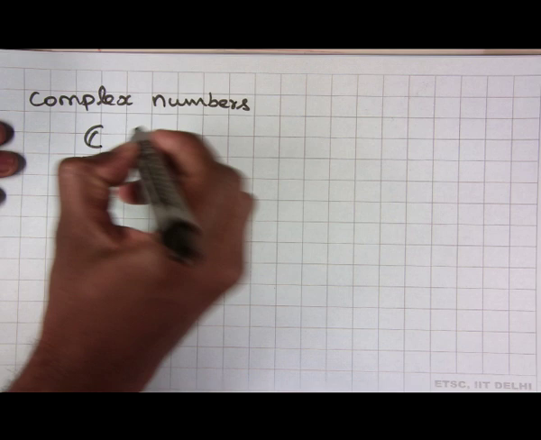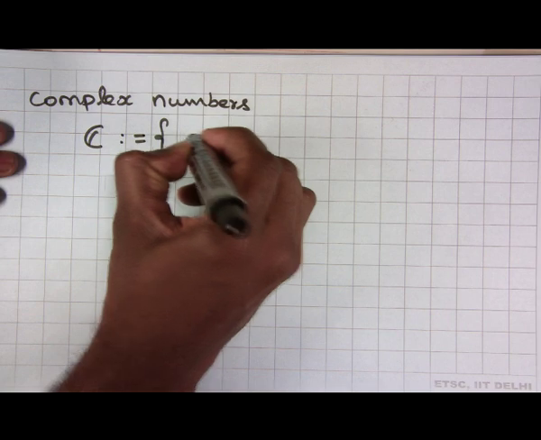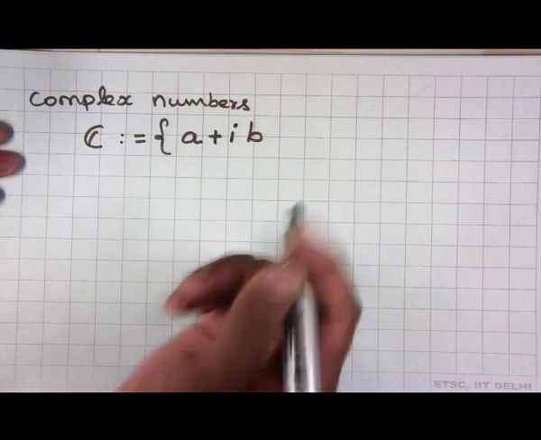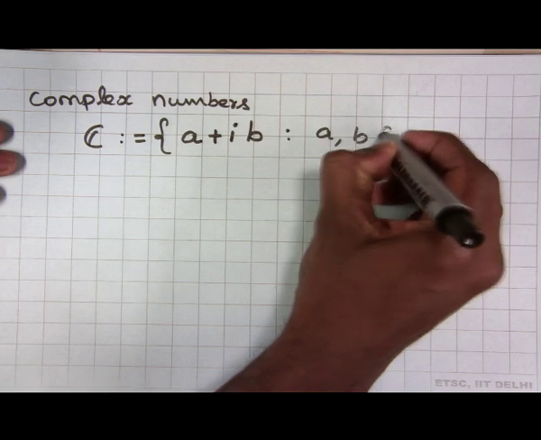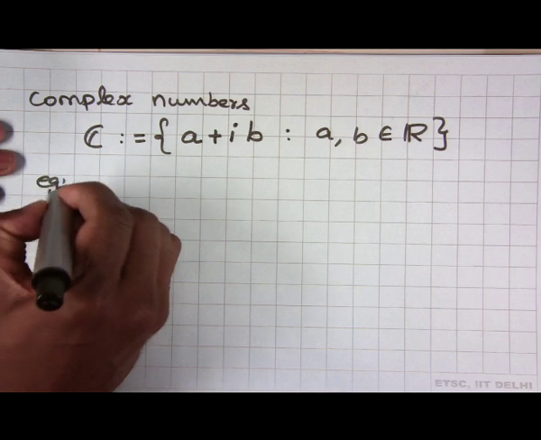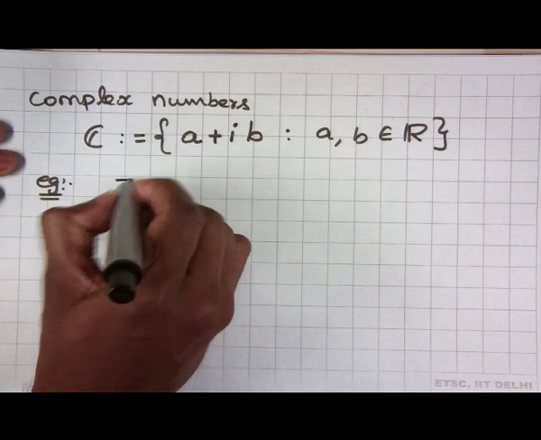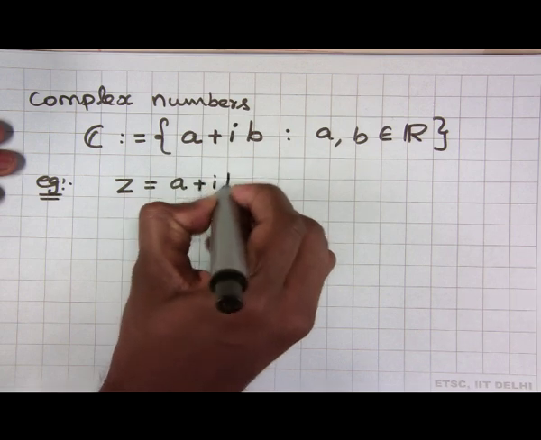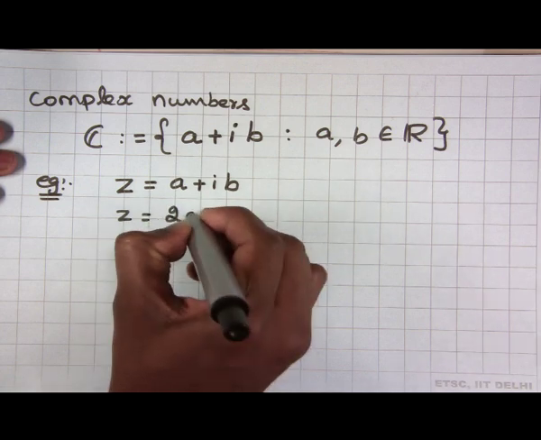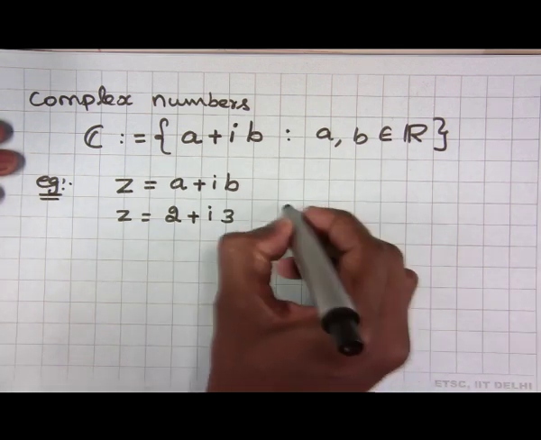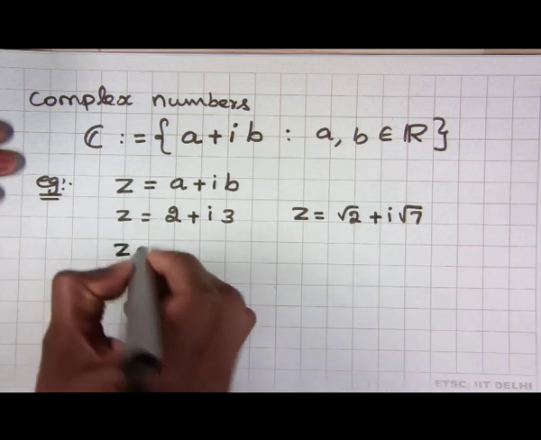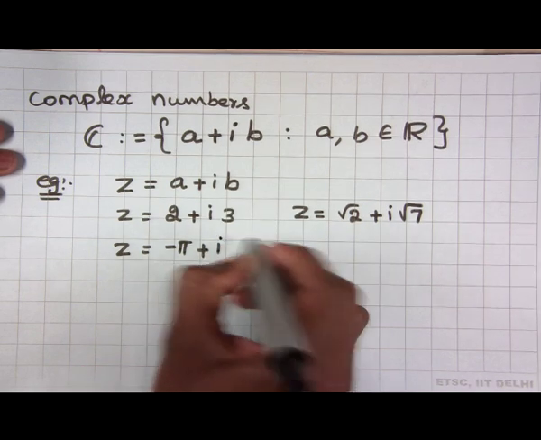The complex numbers, denoted by C, are defined as numbers of the form a plus I b, where I is the imaginary number, that is I square is minus 1, such that a and b come from the real numbers. Okay. So, let us see what this element is. A simple example: it is customary that we usually use Z to denote complex numbers, and if you consider any a, b from the real numbers, say a equal to 2 and b equal to 3, this is a complex number, and something like root 2 plus I root 7, or z equal to minus pi plus I e to the power pi.